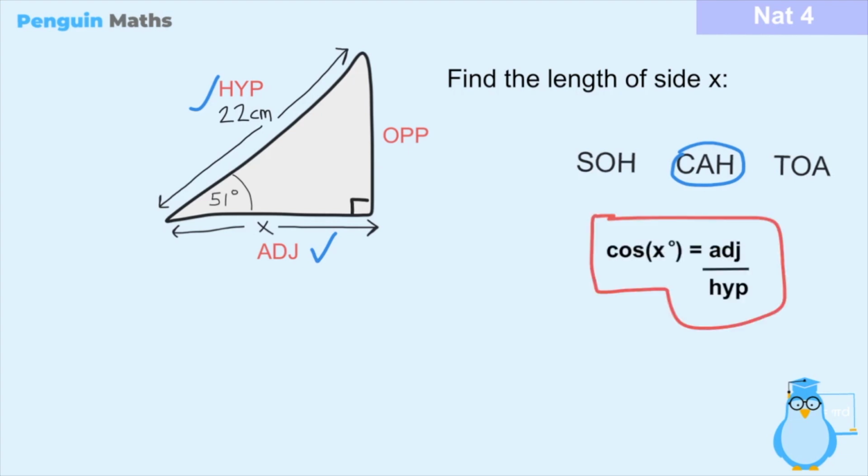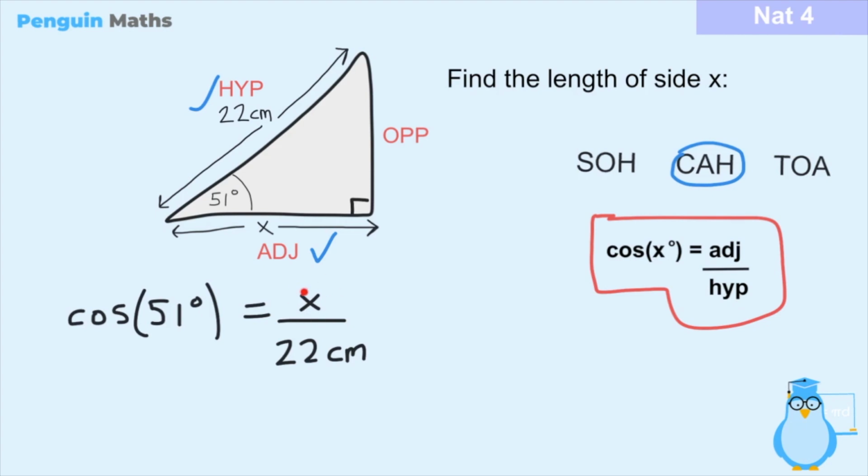So to write that out, our cosine function of x degrees, which is the angle, is equal to the adjacent side over the hypotenuse. Now the next step is we put the values from our problem into this equation. So I'm going to write it out, and we can say that the cosine of our angle, x degrees, and in this case our angle is 51 degrees, so I'm going to write that in as 51, and that is equal to the adjacent over the hypotenuse. The adjacent is the side we want to figure out, so that's going to be x over the hypotenuse, which is the given length of 22 centimetres.